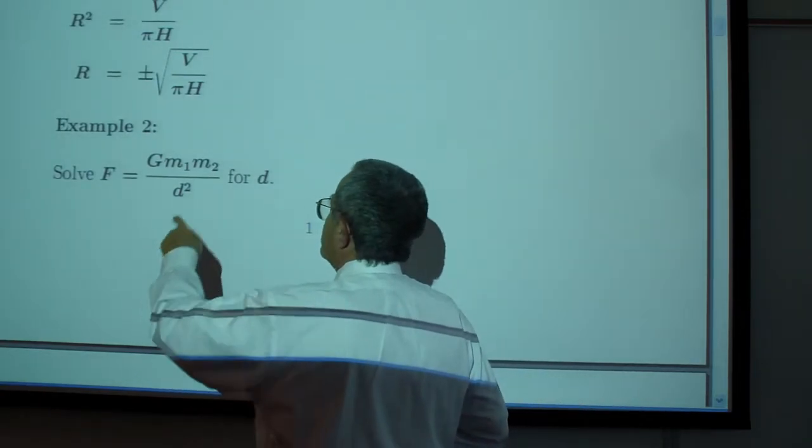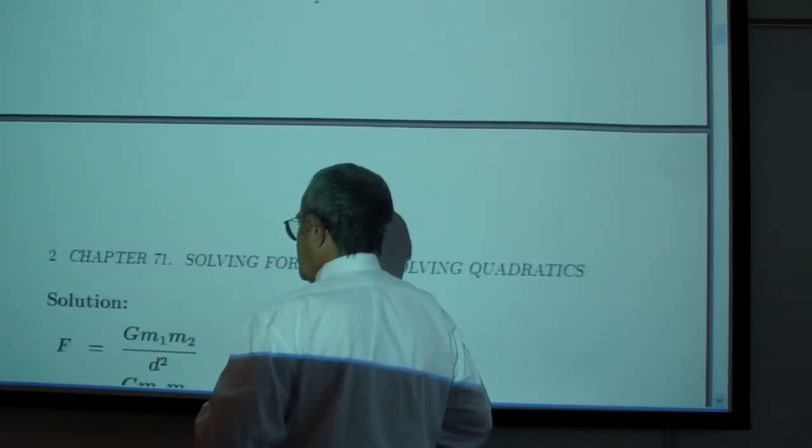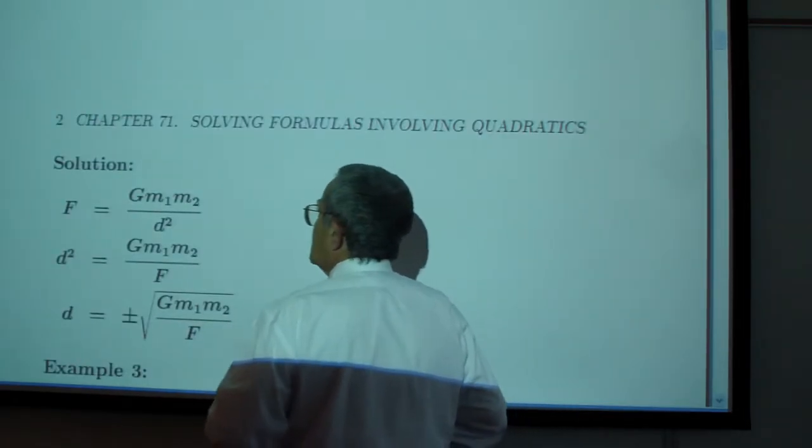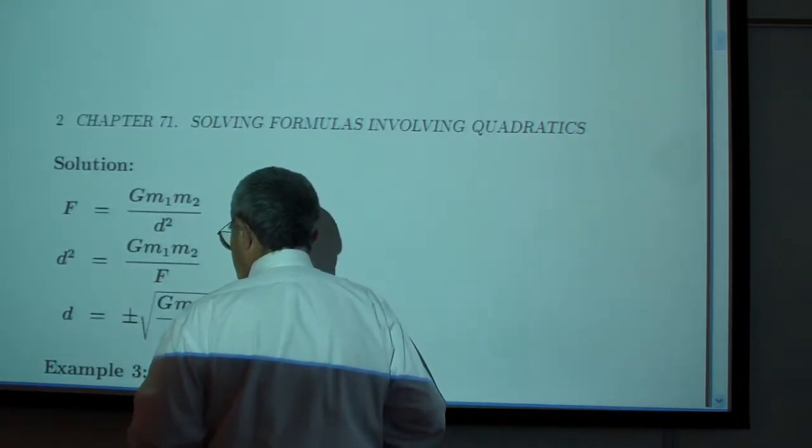Then, if f is g, m sub 1, m sub 2 over d squared, solve for d. First thing we do, we multiply by d squared, we divide by f, and we take the square root.